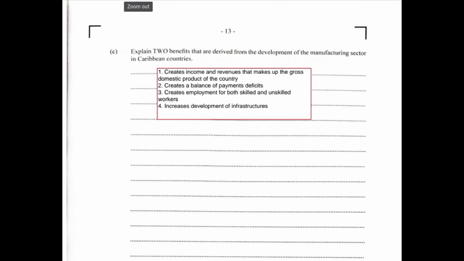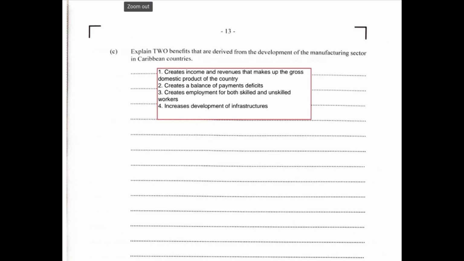3, creates employment for both the skilled and the unskilled workers. So the development of the manufacturing industry would create the multiplier effect where persons are directly or indirectly linked to the manufacturing industry, such as farmers in the primary industry provide raw material to the manufacturing industries, and retailers in the tertiary sector sell the end products to consumers.